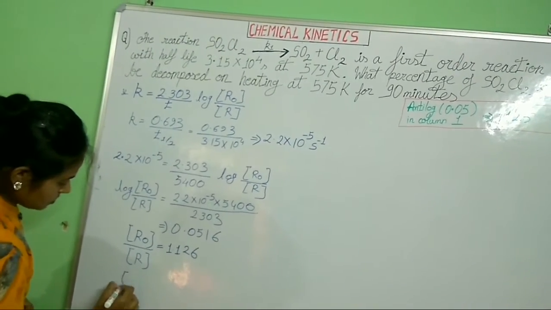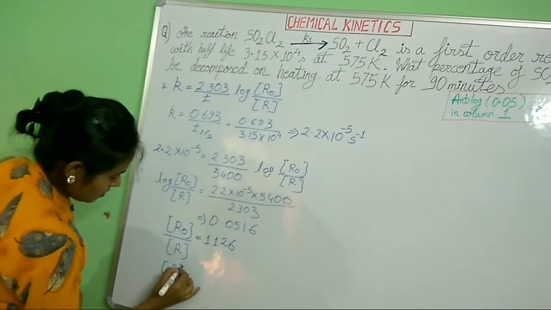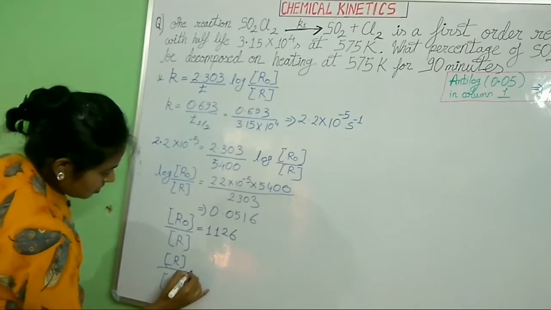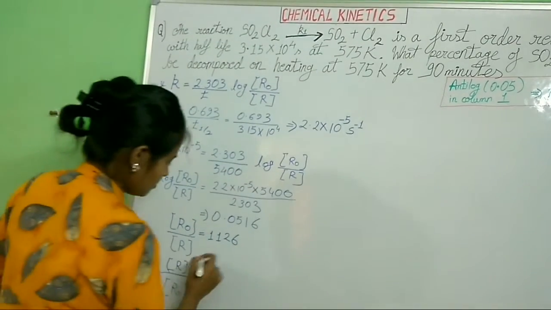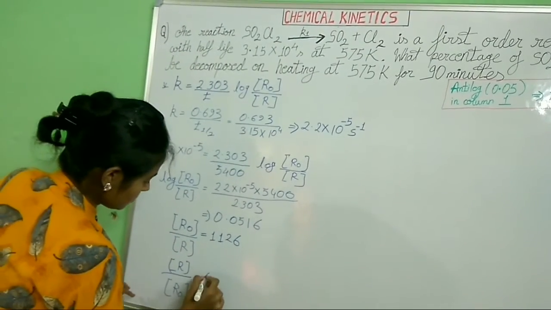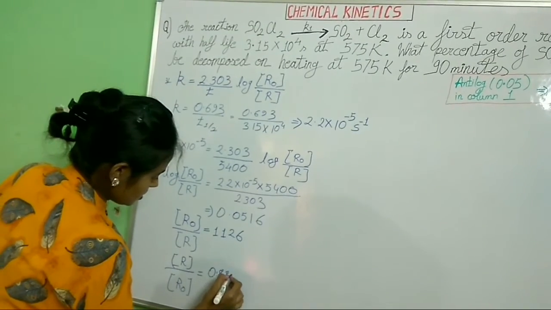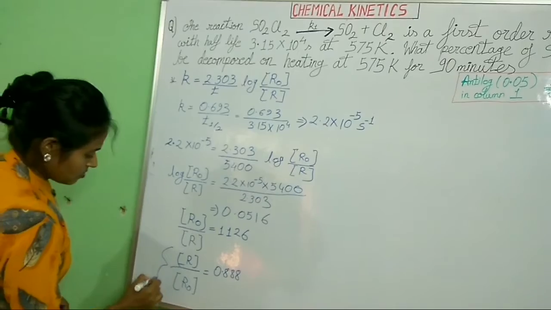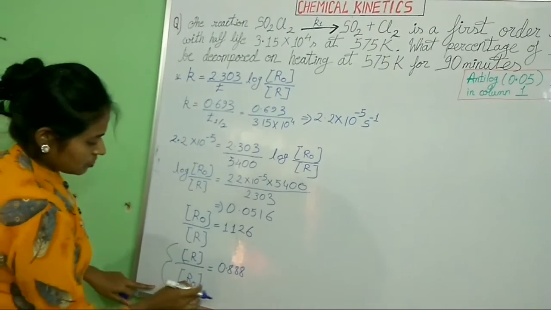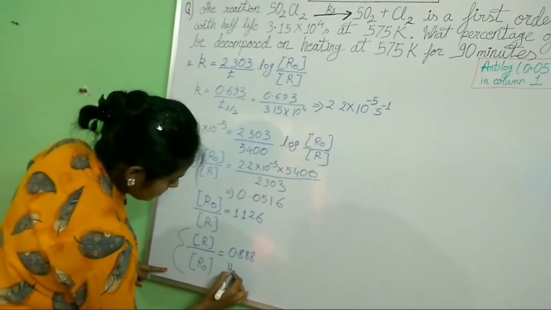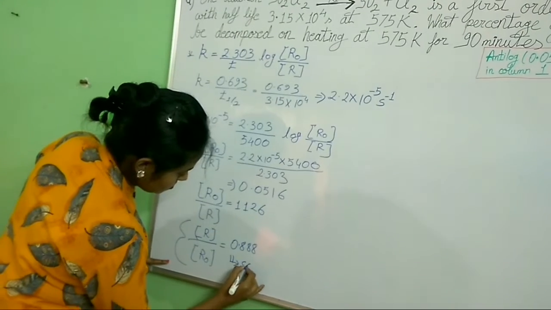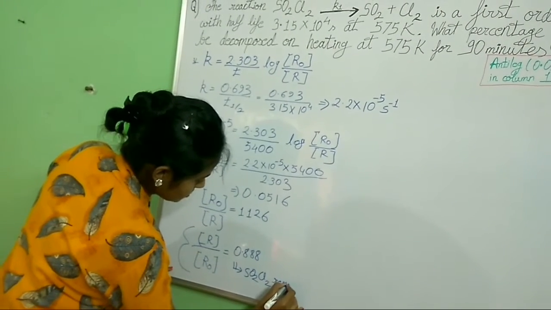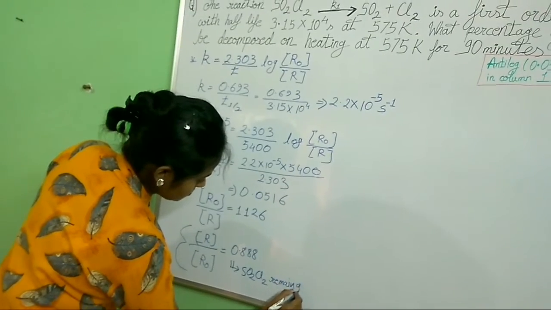If we do the inverse, R by R naught means 1 by 1.126. If we do the inverse, then how much we will get? 0.888. Okay. What is this? This is the amount of SO2Cl2 remaining. If it is asked, then you can find it out in this way.